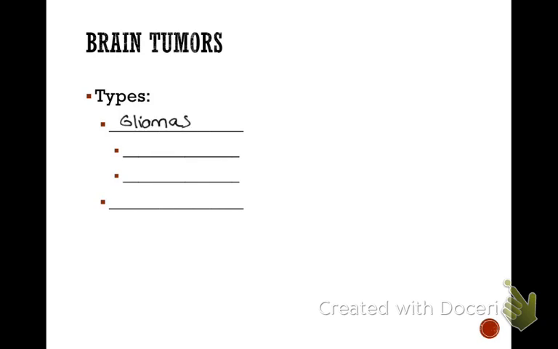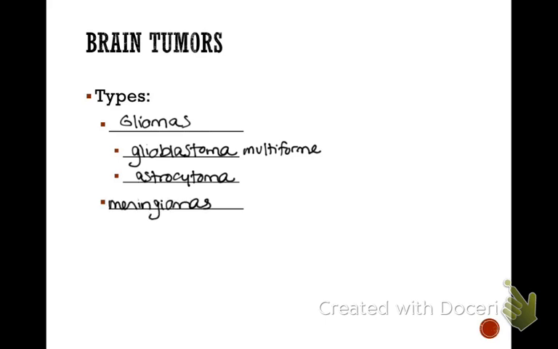All right, so the types, there's gliomas and the glioblastoma multiforme. This is the most common. It is highly malignant, very invasive. It's a doozy. You can also have an astrocytoma. Those are both gliomas. The other type is meningiomas.